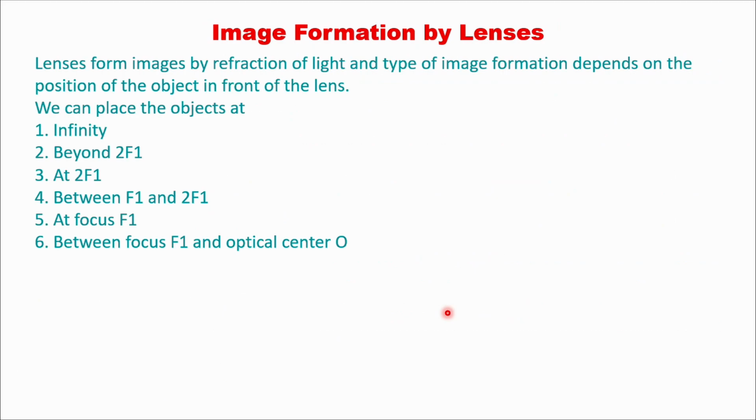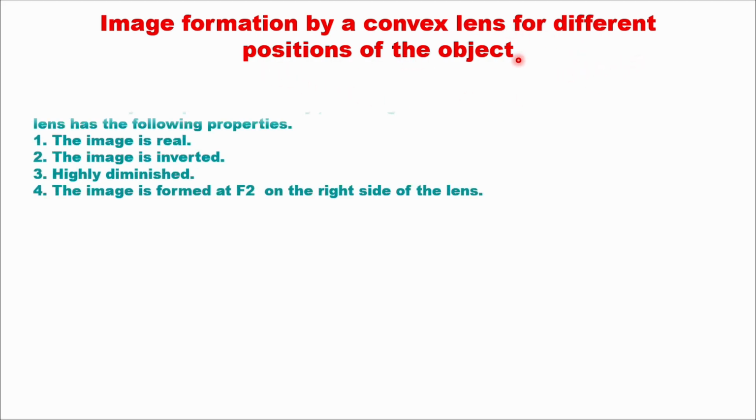So now let us discuss the image formation by lenses. Similar to the spherical mirror, here also there are 6 possible positions of the object. One is at infinity, behind 2f1, at 2f1, between f1 and 2f1, at focus f1. The last one is between focus f1 and optical center O. We discuss one by one. Let us take the image formation by a convex lens for different positions of the object.